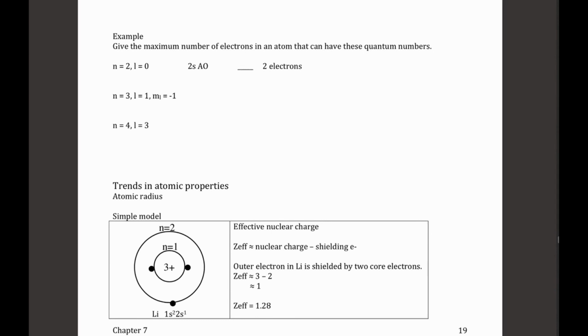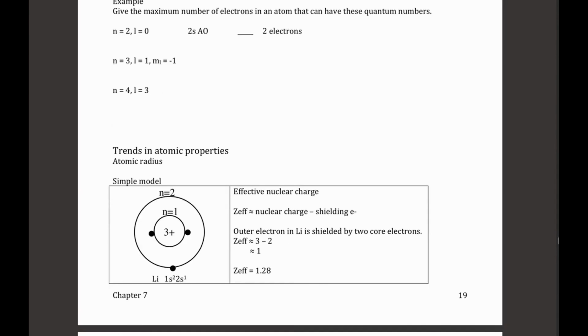We'll look at the atomic radius first. Here's a model, kind of a simple one, but basically the one that we will use. So looking at lithium, which has electron configuration 1s2, 2s1, it has 2 electrons that are in the first shell and 1 electron in the second shell. So we could make a picture, something like what I've shown here.